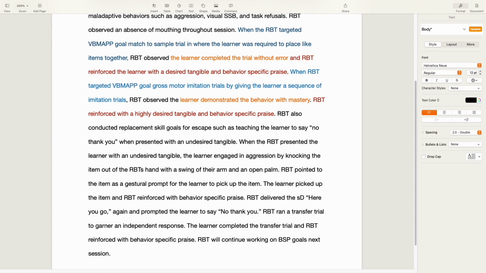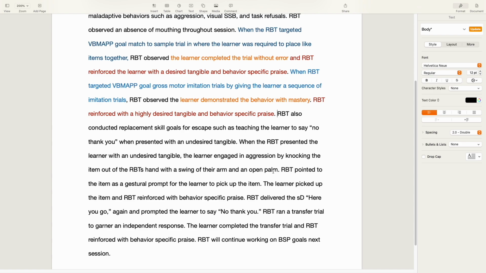So the RBT also conducted replacement skill goals for escape, such as teaching the learner to say no thank you when presented with an undesired tangible. When the RBT presented the learner with an undesired tangible, the learner engaged in aggression by knocking the item out of the RBT's hand with a swing of their arm and an open palm. The RBT pointed to the item as a gestural prompt for the learner to pick up the item. The learner picked up the item and the RBT reinforced with behavior-specific praise.